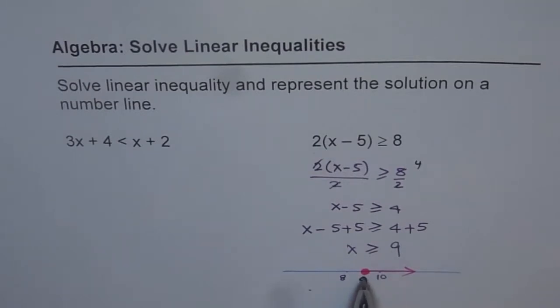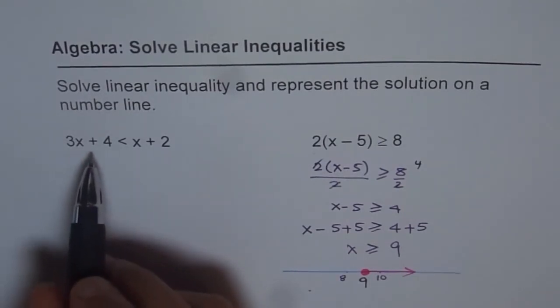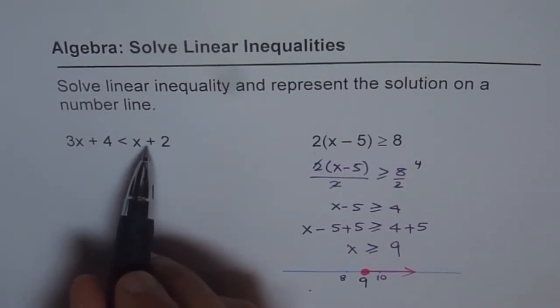At times, you can use origin as a test point. 0, right? Is 0 greater than equal to 9? The answer is no, so you should not go to that direction. Go in the opposite direction. So that is another way to check your solution, correct? Now let's do the first equation, which is 3x plus 4 less than x plus 2.